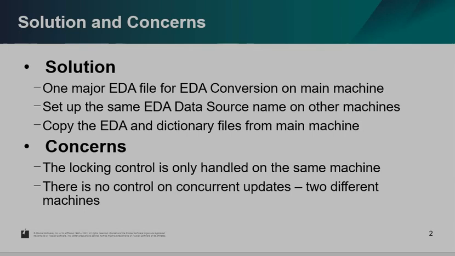The problem is that EDA lock control can only handle the same machine. If you have two different machines and you update on machine 1 and update on machine 2, they don't know each other, so it will override the update.